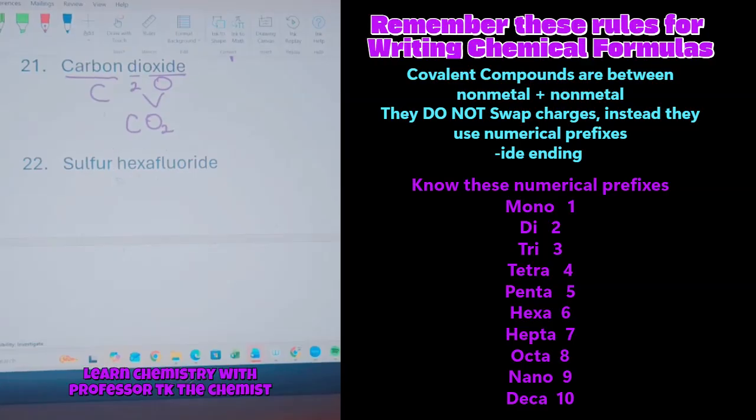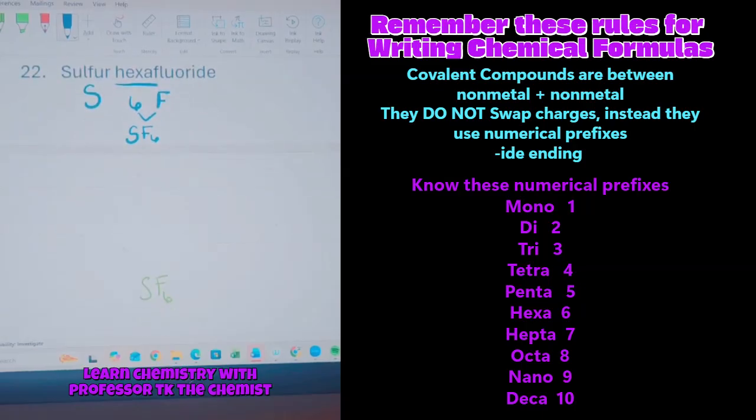Again, there's no point in drawing the line because you're not swapping charges. Sulfur is S. Hexa, the numerical prefix, is 6. Fluoride is F. You rewrite this as F6 and bring the S down and you get SF6. These are easier because you are literally writing them out the way that you see the formula being called, okay?